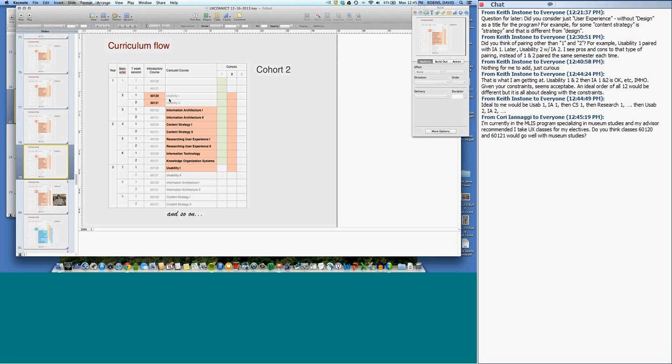So I'm currently in the MLIS program, specializing in museum studies, and my advisor recommended that I take UX classes for my elective. Do you think UX classes 1, 2, 0, and 1? Yeah, I think they would, and I think those are the two introductory classes. And as a matter of fact, we're working on getting those to be the prerequisites for every other course in the program, so that people understand where each of those courses fit.